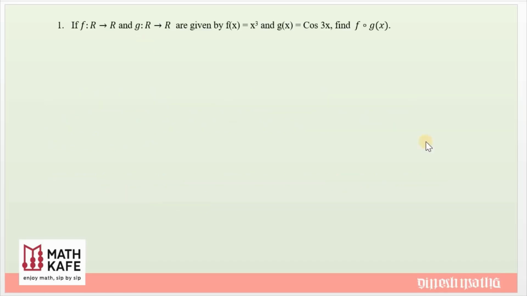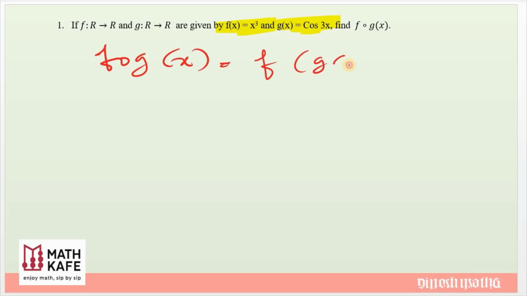Let us see some examples. For the functions to be well defined, f from R to R and g from R to R are given by f of x is equal to x cube and g of x is equal to cos 3x. Now we need to find f of g of x. f of g of x can be written as f of g of x by the definition. So this will become f of, what is g of x? It is cos 3x. Now we need to find f of cos 3x.